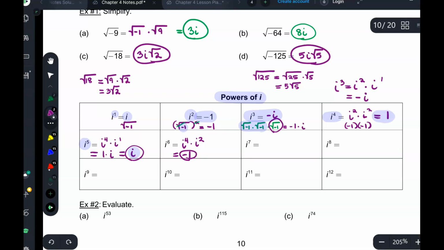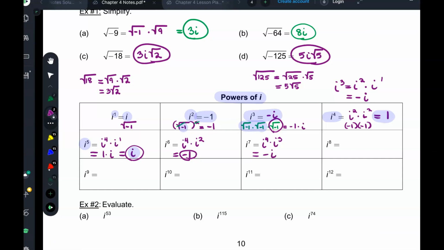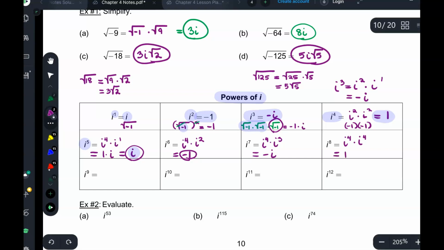i to the seventh. I can think of this as i to the fourth times i to the third. i to the fourth is 1, and right here, i to the third was equal to negative i. So i to the seventh is negative i. i to the eighth, I can break that down into i to the fourth times i to the fourth. So 1 times 1 gives us 1.